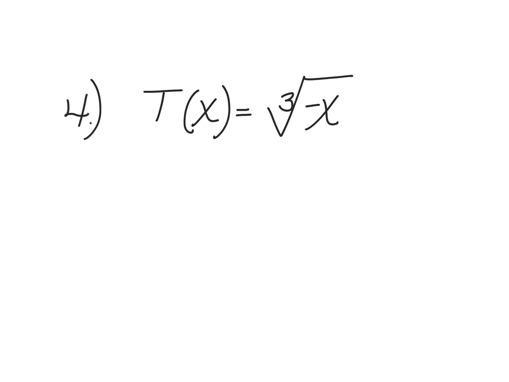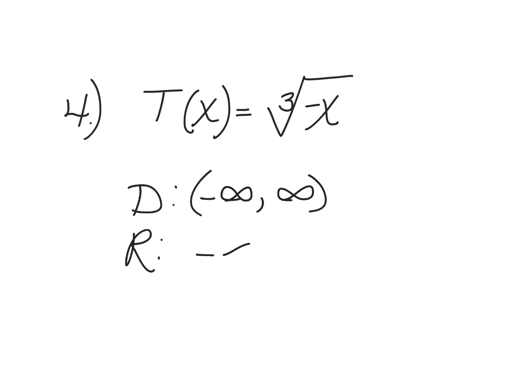But also, if you just think about it, you can take the cube root of a negative value, positive value, or of 0. So my domain and my range on this one are all real numbers. So in interval notation, it's going from negative to positive infinity. That would be the same for any radical with an odd index, like the 5th root, 7th root, 11th root, etc.